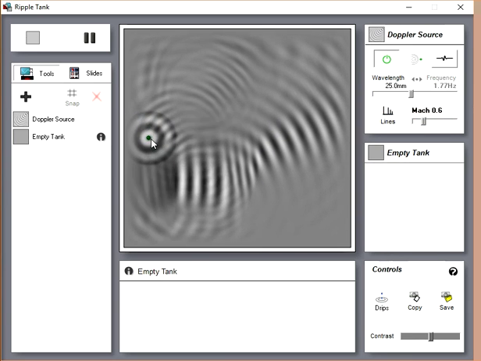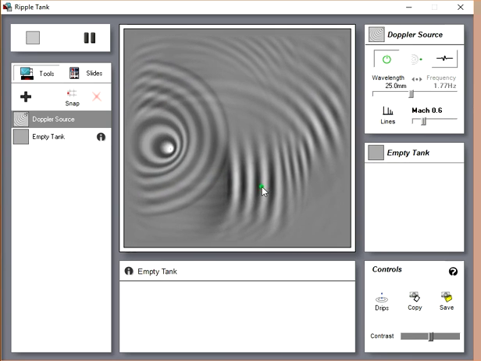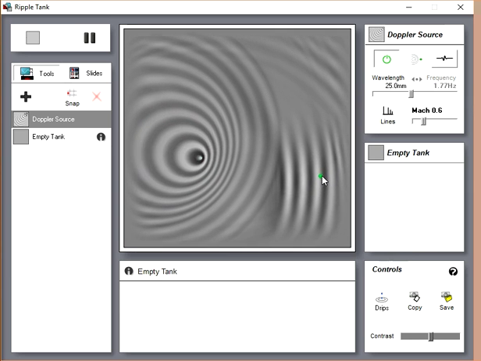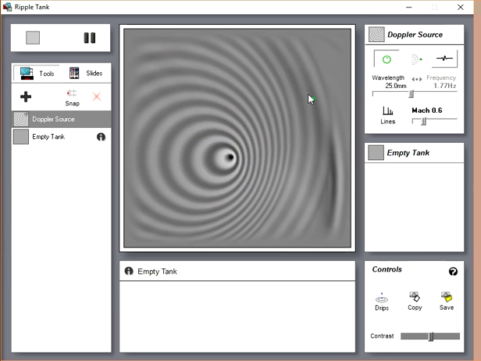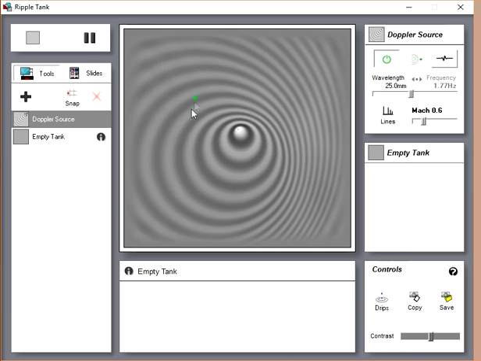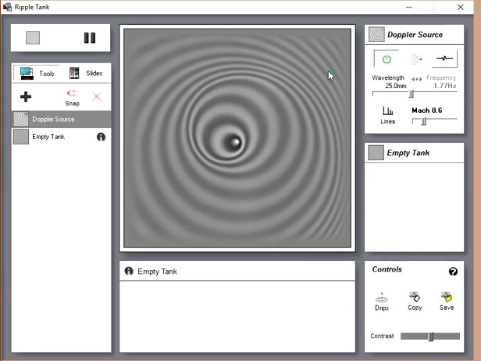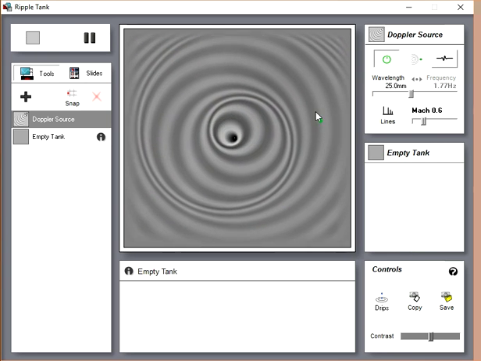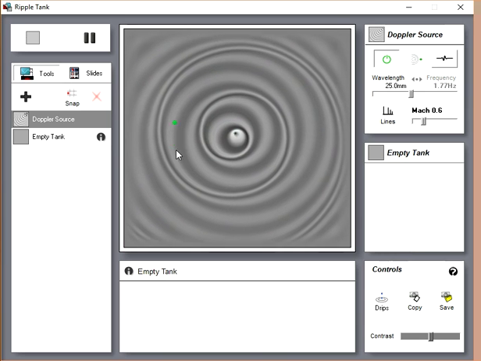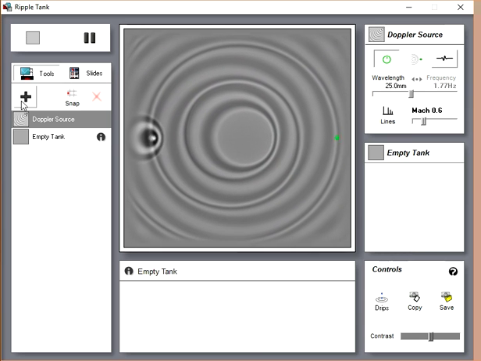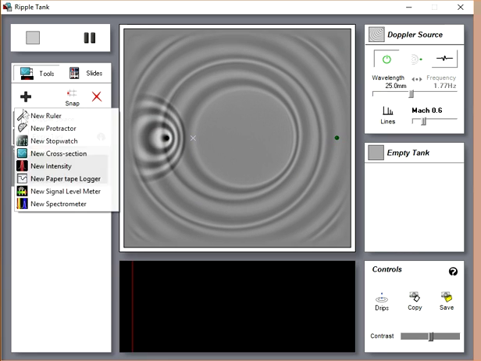The Doppler effect is also a really interesting thing to investigate. The wave source follows the little green handle. There's also a handy little button for positioning everything to do Doppler effect investigations.